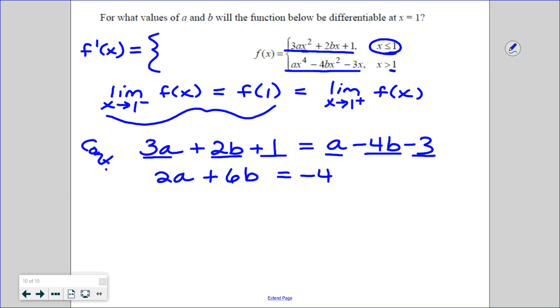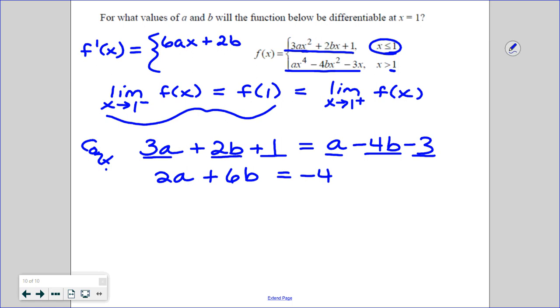Now, the a and the b are constants, so you just bring them along in your derivative. The derivative of 3ax squared using the power rule would just be 6ax, plus the derivative of 2bx, which is just 2b, and the derivative of 1 is 0.